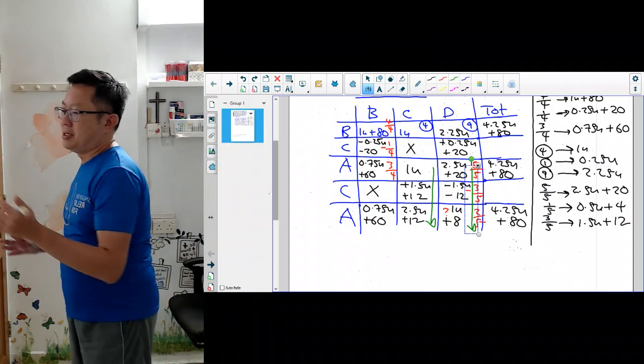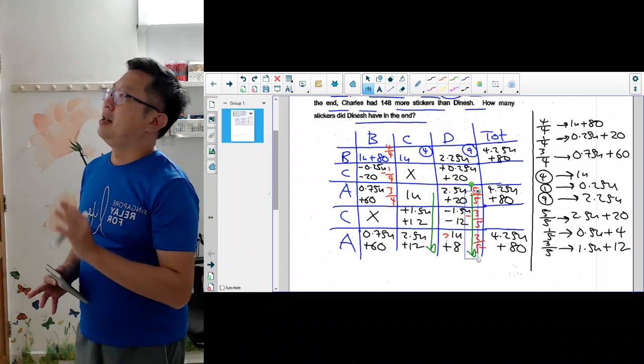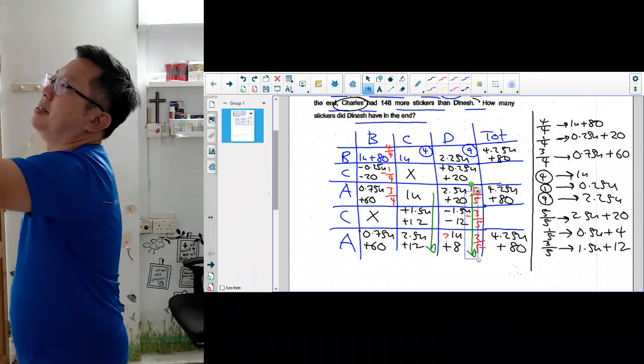Okay, so once you've filled the table already, then what do you do? Those numbers that you couldn't put inside, like Charles had 148 more than Dinesh.